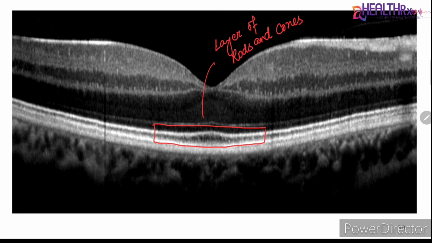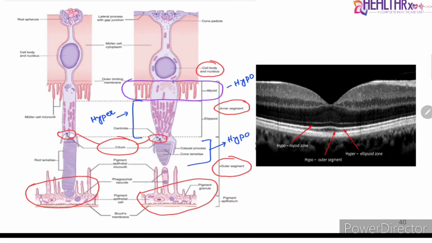Now the next layer is one of the most important layers in the retina, the layer of rods and cones. But before we move forward, we have to understand the anatomy of the inner and outer segments. Extending from their cell bodies, the photoreceptors have two morphologically distinct regions, the inner segment and the outer segment.